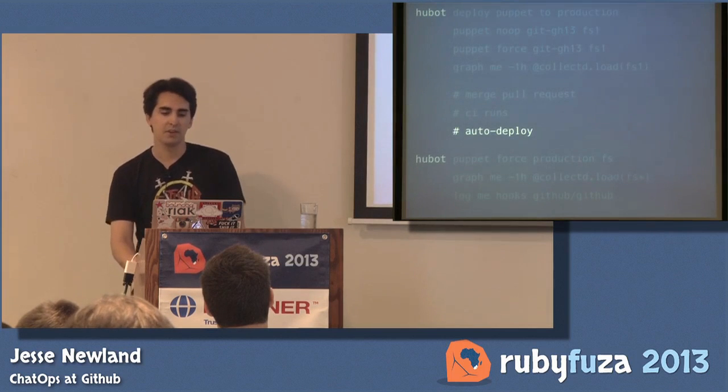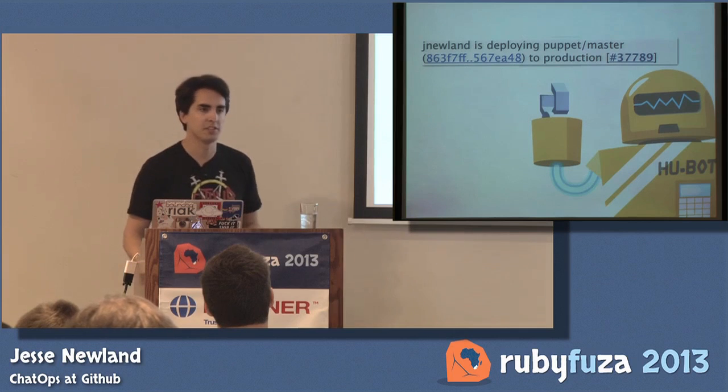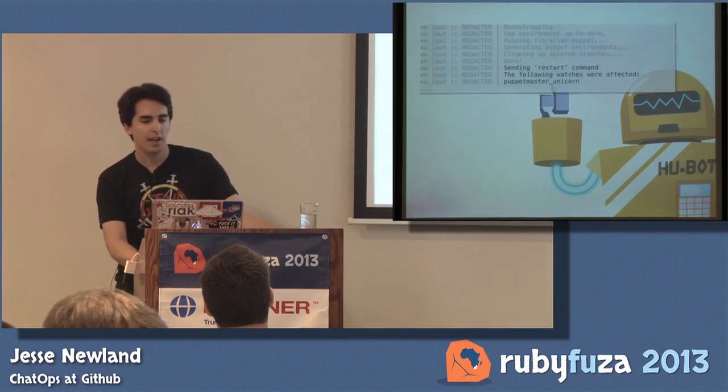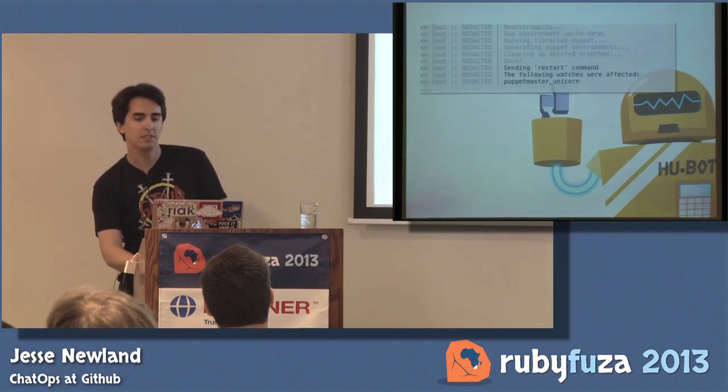Once CI passes, the code is auto-deployed to production, and Hubot lets you know that it's starting and that your push triggered it. And then when that's done, of course, you see that the deploy is finished.